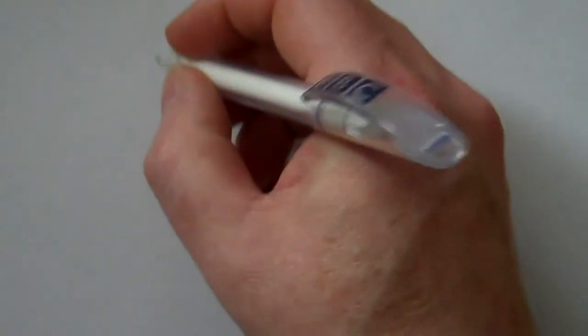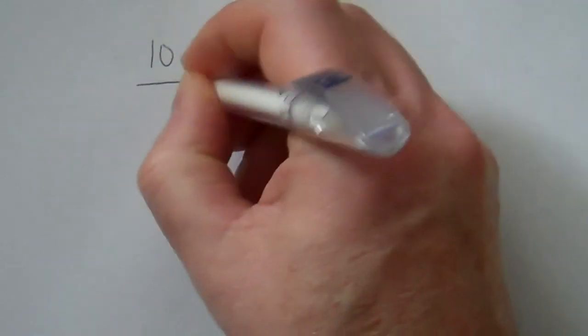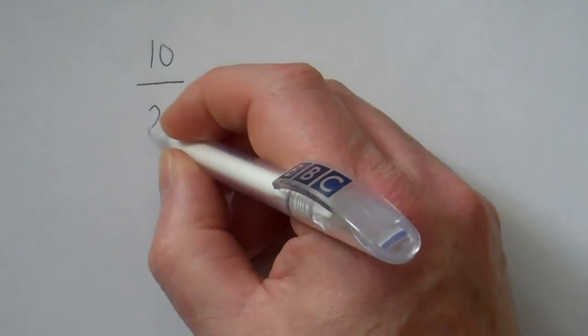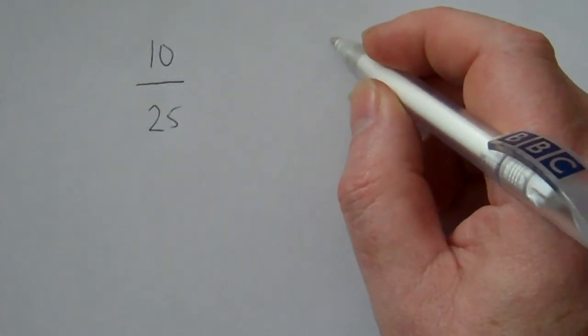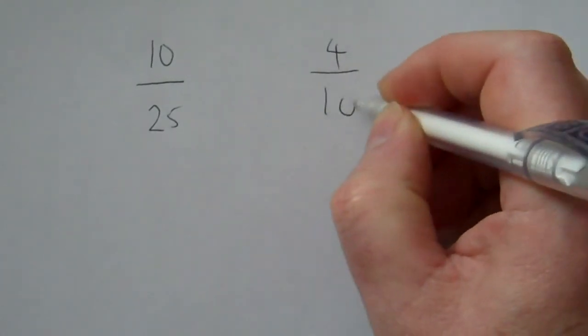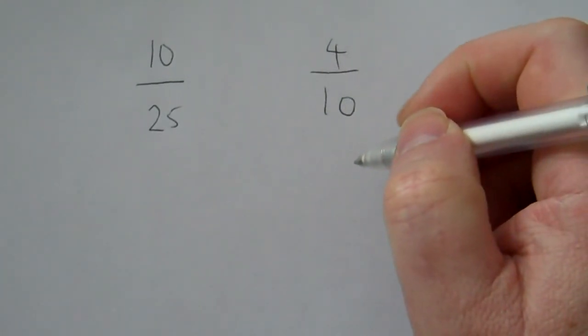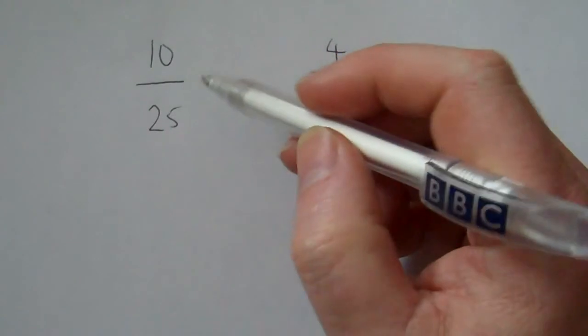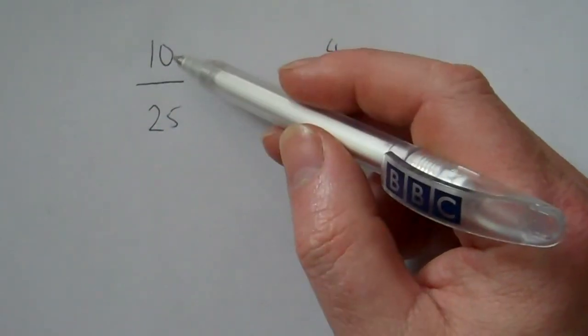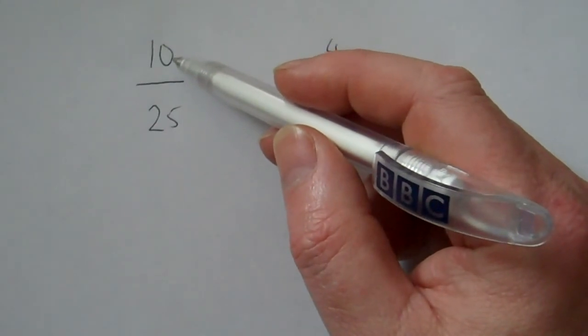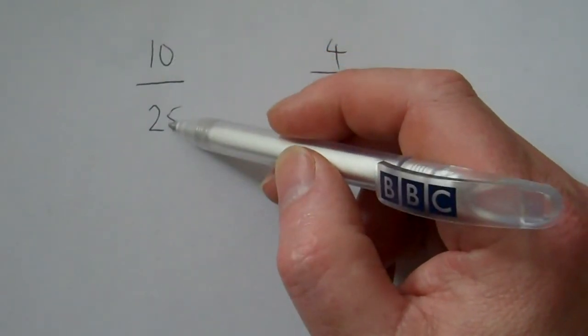Okay, so how do we check if 2 fractions are actually equivalent or not? Well, let's suppose you've got 2 fractions. You're given 10 25ths and you're given 4 tenths, and you're asked, are these equivalent fractions? Well, you've got to look for numbers that you can divide into both the top and the bottom. So if we look at this one, what number goes into both 10 and 25?